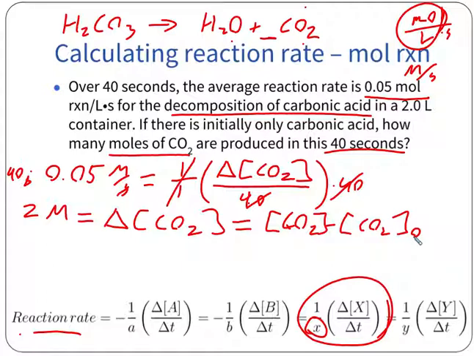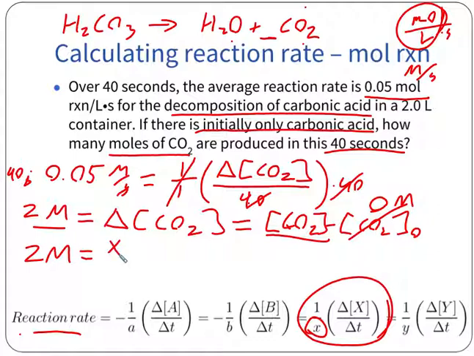All right, well, it says that there was initially only carbonic acid, which means there was no carbon dioxide to start with. So that's just going to go to 0. No concentration here. So that means that the concentration of the CO2 at the end is 2 molar. So, molarity is moles of solute over liters of solution. So the 2 molar is going to be the number of moles of CO2, which we don't know. That's what we're trying to find.